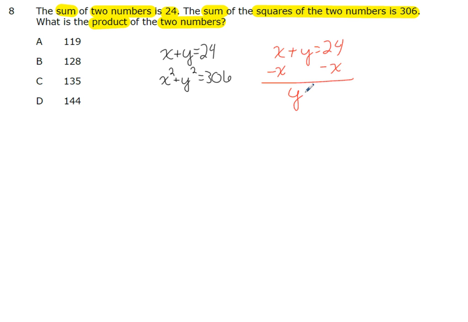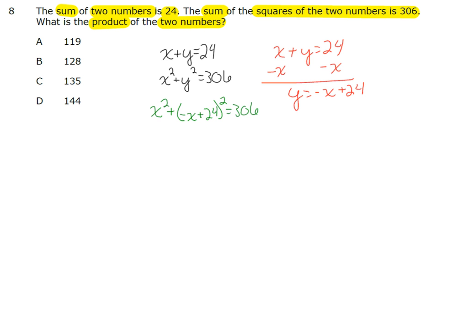So I get y is equal to negative x plus 24. Now I'm going to substitute this in where the y is right here. So when I do that, I get x squared plus (negative x plus 24) squared equals 306. The reason why that is squared is I took just the y out, and I'll plug this in exactly where it was.